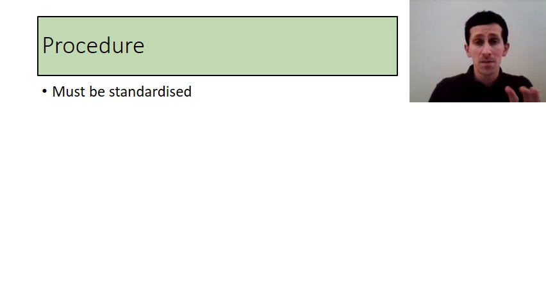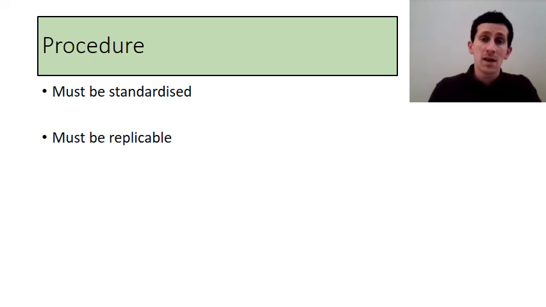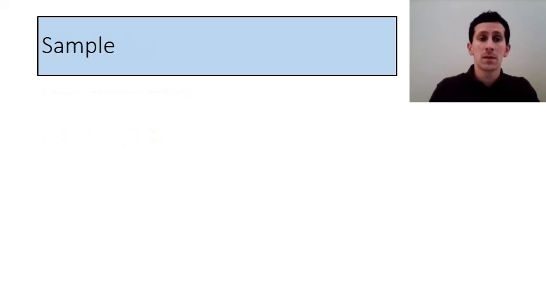For procedure, it must be a standardized procedure that every single participant in the experiment follows. And it must be replicable. Someone must be able to take this and conduct the exact same experiment somewhere else. That's the level of detail they're looking for.